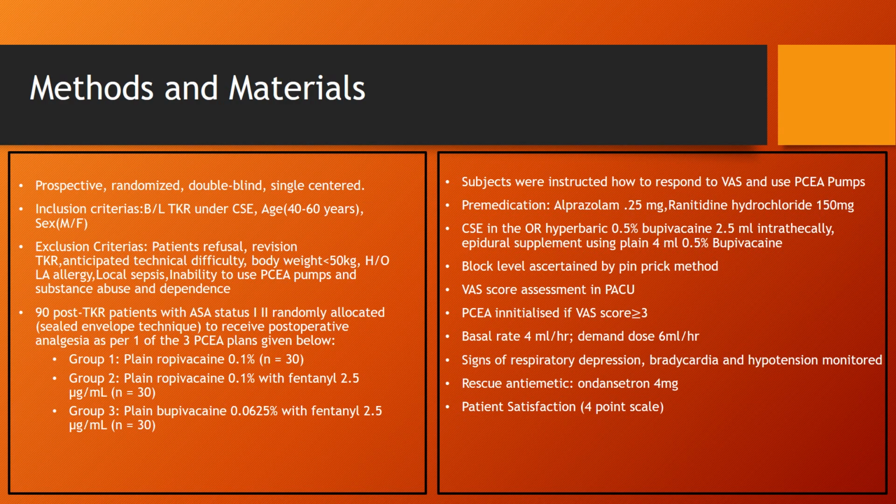The subjects were educated and instructed in advance how to respond to the VAS score and how to use PCA pumps. Pre-medication was given the night before the surgery: alprazolam 0.25 milligram and ranitidine hydrochloride 150 milligram. In the operating room, the routine regional anesthesia protocol was followed, and combined spinal and epidural was given using 0.5% bupivacaine, hyperbaric, intrathecally, and then epidural supplement using plain 4 ml 0.5% bupivacaine.